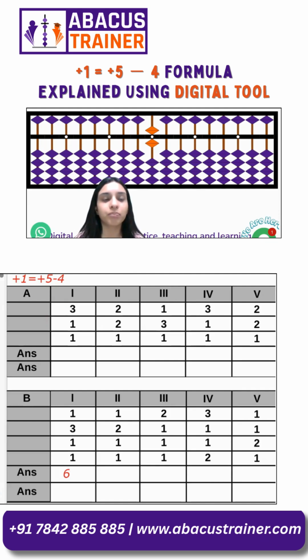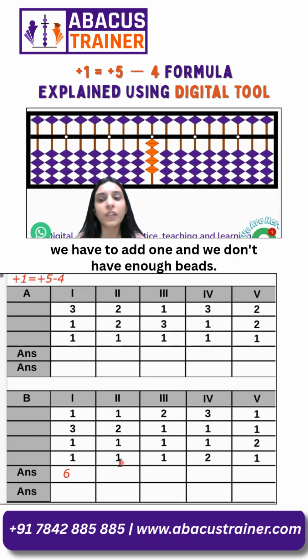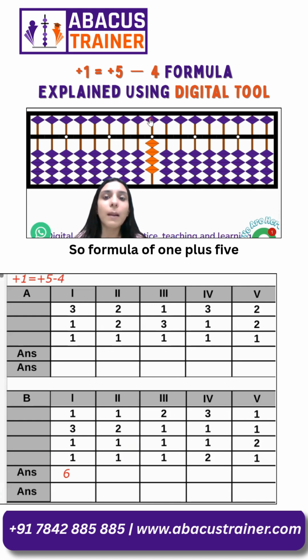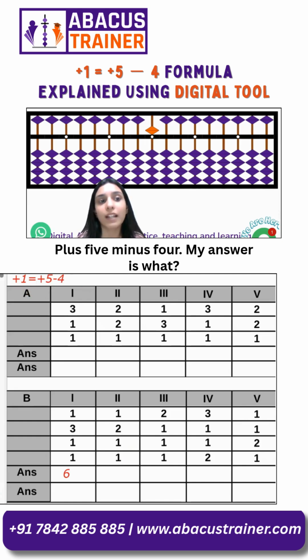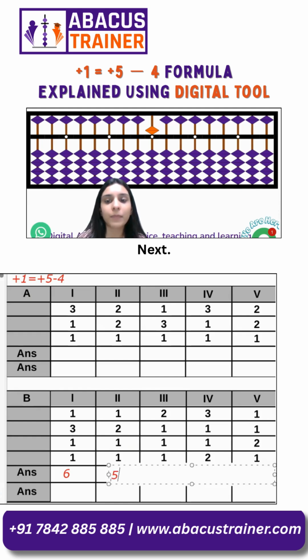Next question. 1 plus 2 plus 1. Now again we have to add 1 and we don't have enough beads. So formula of 1: plus 5 minus 4. My answer is what? 5. I hope it's clear guys. Okay. Next.